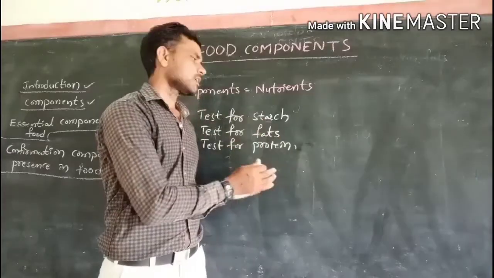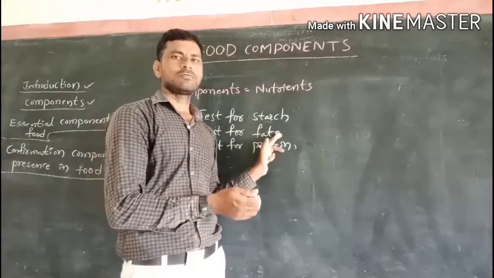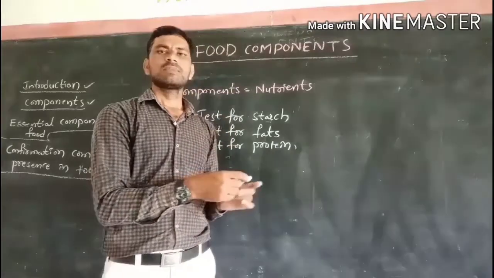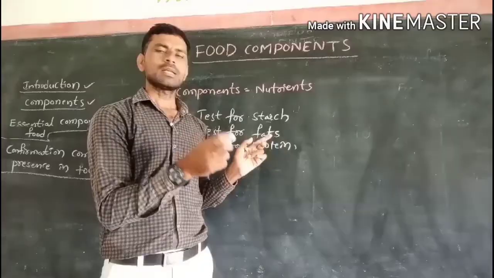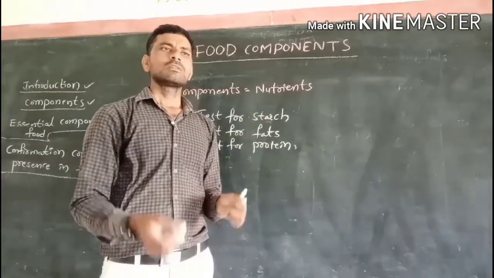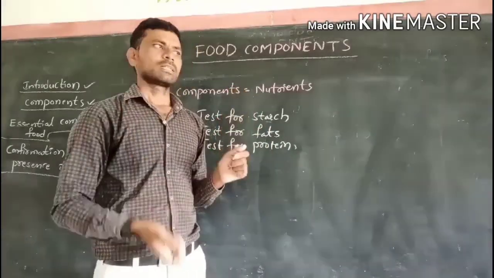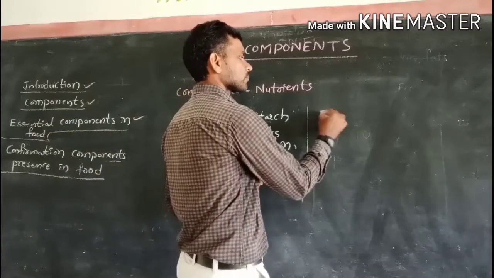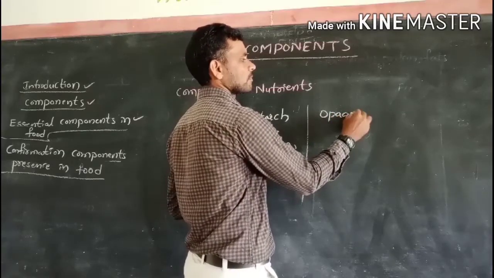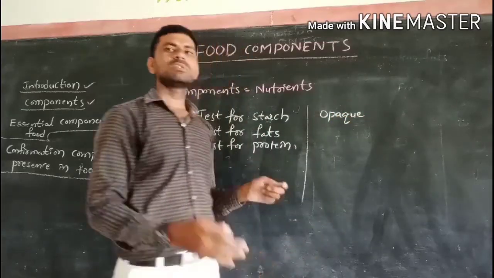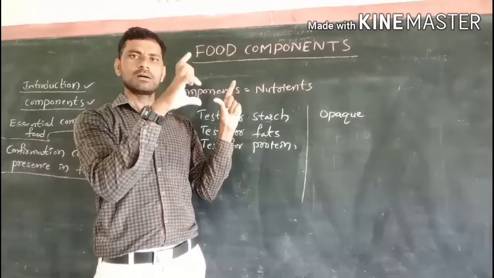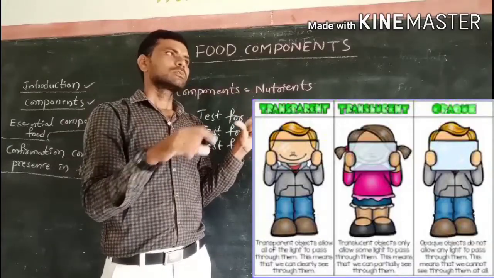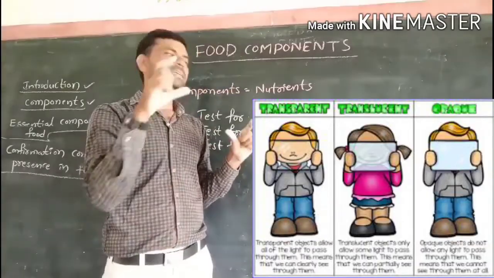Next, test for fats. What are the required materials for the test for fats? We need one paper. Fat-containing food means oil. You can take oil and apply it on the paper. If it turns translucent. So here, transparent, translucent, opaque. Opaque means objects are not appearing through the object, nothing is appearing. That's why it is called opaque. Translucent means the stains are appearing.